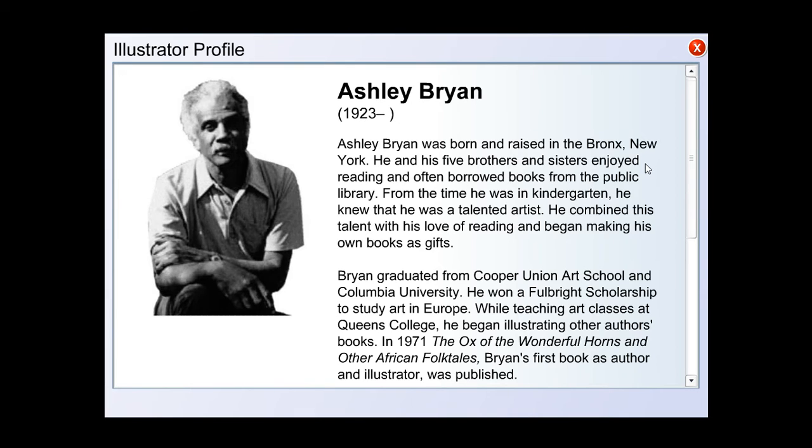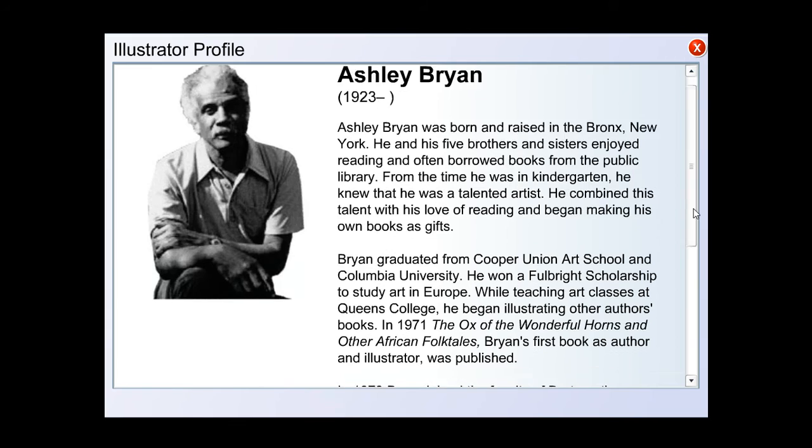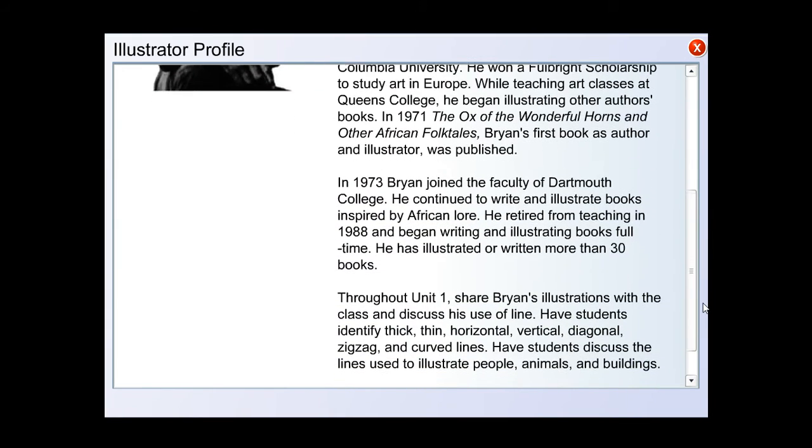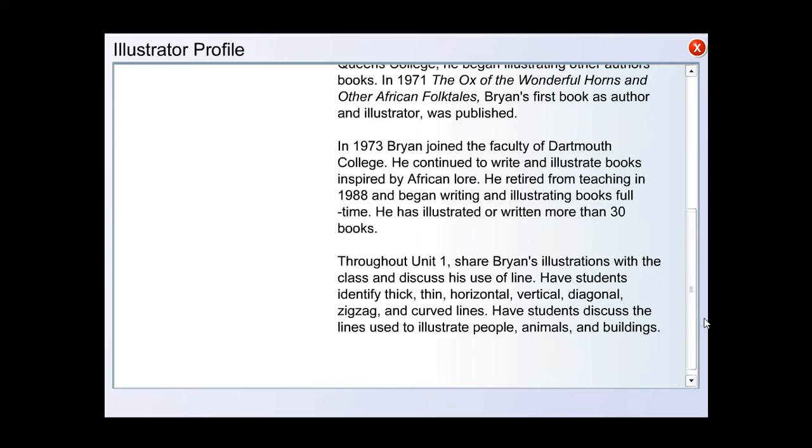While teaching art classes at Queens College, he began illustrating, or drawing, other authors' books. In 1971, The Ox and the Wonderful Horns and Other African Folk Tales, Bryan's first book as an author and illustrator, was published. In 1973, he joined Dartmouth College, and he continued to write and illustrate books inspired by African lore. He retired from teaching in 1988 and began writing and illustrating books full-time. He has illustrated or written more than 30 books.